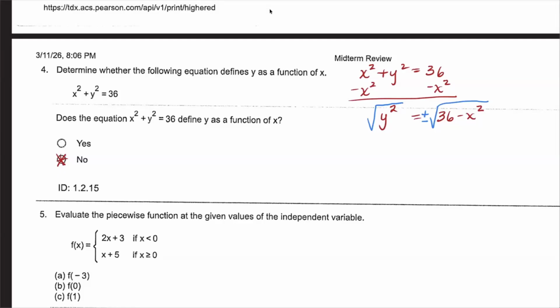And simplifying, we get y equals plus and minus the square root of 36 minus x squared. And what this shows is that that plus and minus literally is telling you that for any x value you put in there, there's going to be two y values, a positive version and a negative version. So if one x produces two y values, then it's not a function. And so that would be the algebraic way to show that this is not a function.